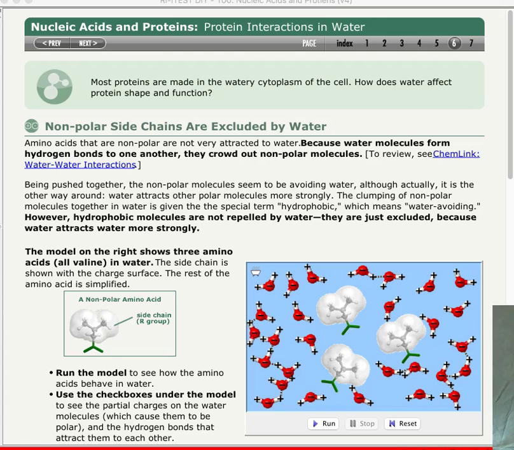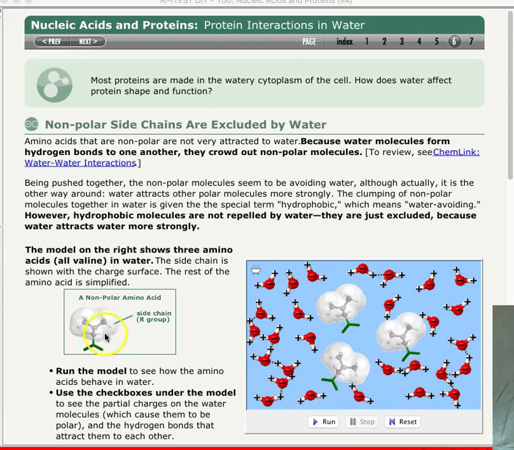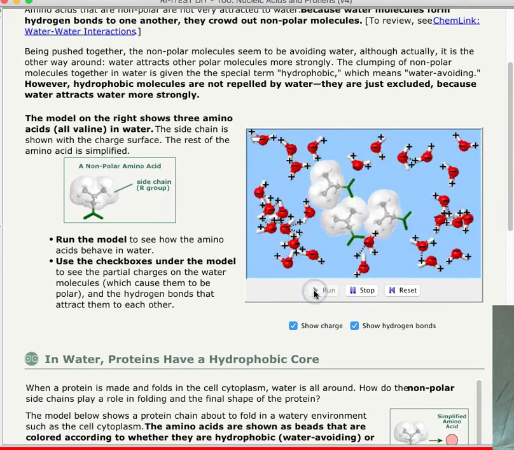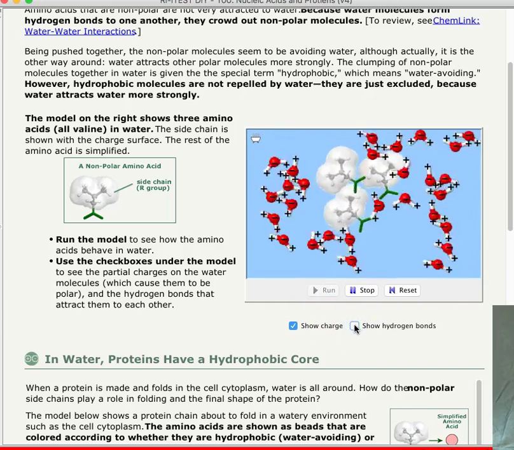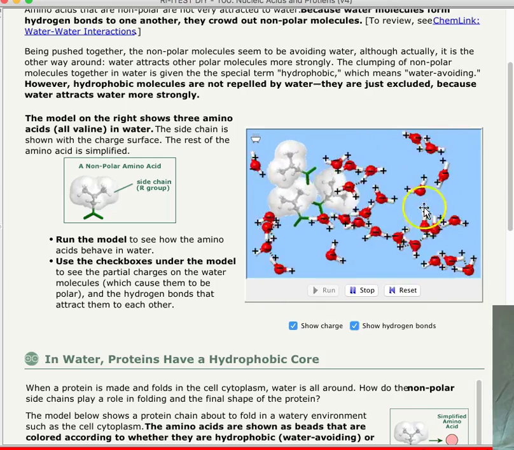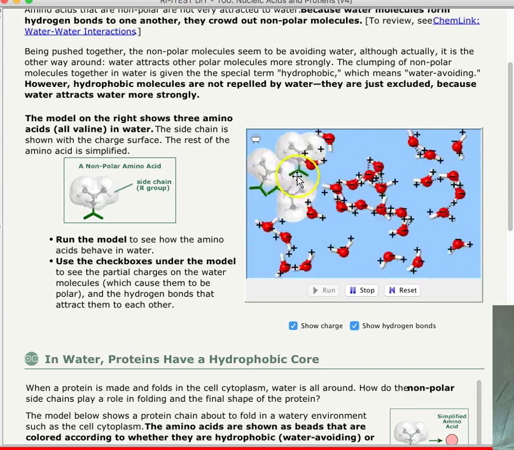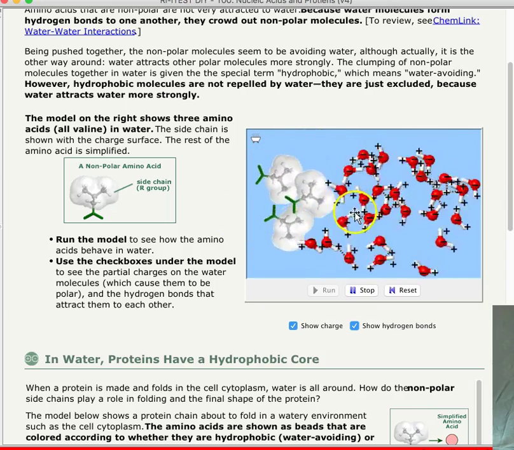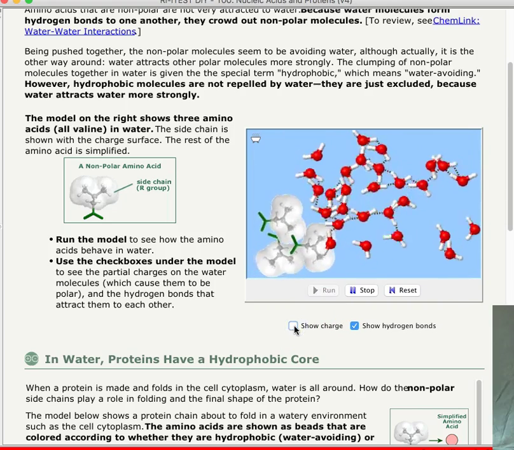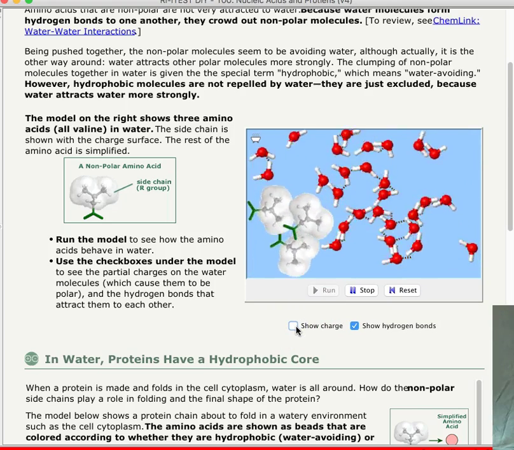Here's what you need to know for question 6. We're on page 6 here. You can pause the video and read all this. Here's our nonpolar amino acid valine from the last page. And we're going to look at how valine reacts with water here. You can see that show hydrogen bonds is on. I'll turn it off so you can see the difference. Hydrogen bonds are just these little dotted lines, and they're happening between the water molecules. But are they happening between the amino acids, or between the amino acids and the water? We can turn off show charge too, so you can see just the hydrogen bonds a little bit better.